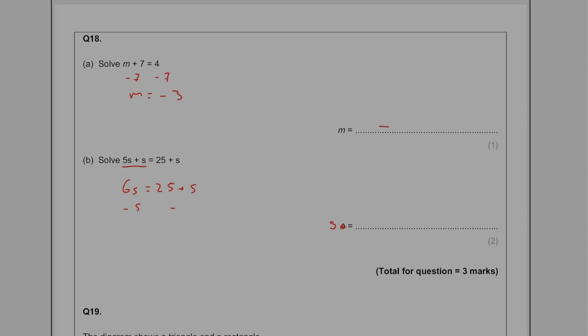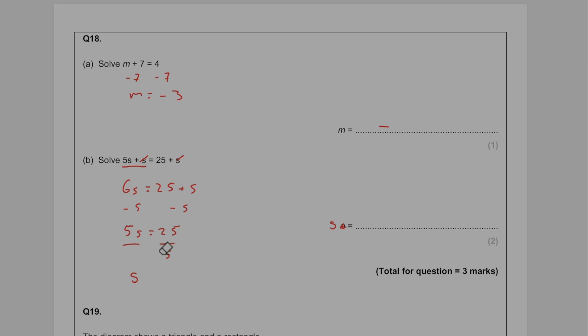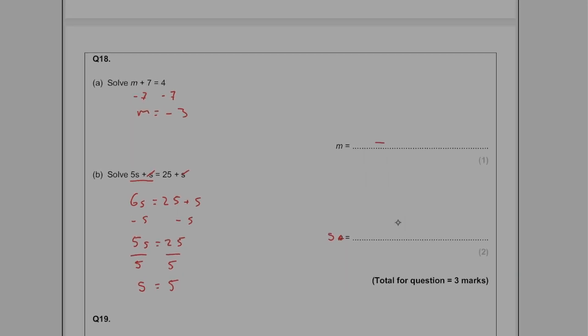Minus s from both sides would give us 5s is equal to 25. And I could have taken a shortcut and just said I can cancel the s's here and here. Right, final step then, divide both sides by 5, and there's not much of a difference between my s's and my 5s, but 25 divided by 5 would give you 5, so s should be equal to 5.